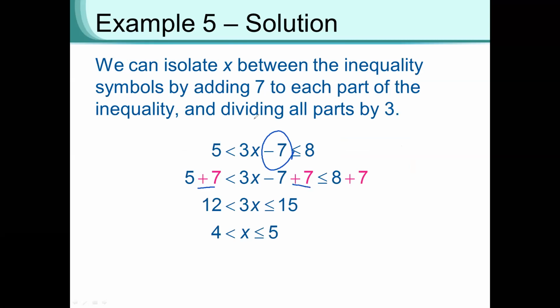You add 7 to all 3 sides: the left-hand side, the middle part, and the right-hand side. So here I get 5 plus 7 is 12. 3x minus 7 plus 7, these two cancel each other out, and we just get 3x. And 8 plus 7 is 15. So my 3x is between 12 and 15. Now if I just want x by itself, I need to divide by 3, again to all 3 sides. So 12 divided by 3 is 4, 3x divided by 3 is just x, and 15 over 3 is 5. So this is my answer.